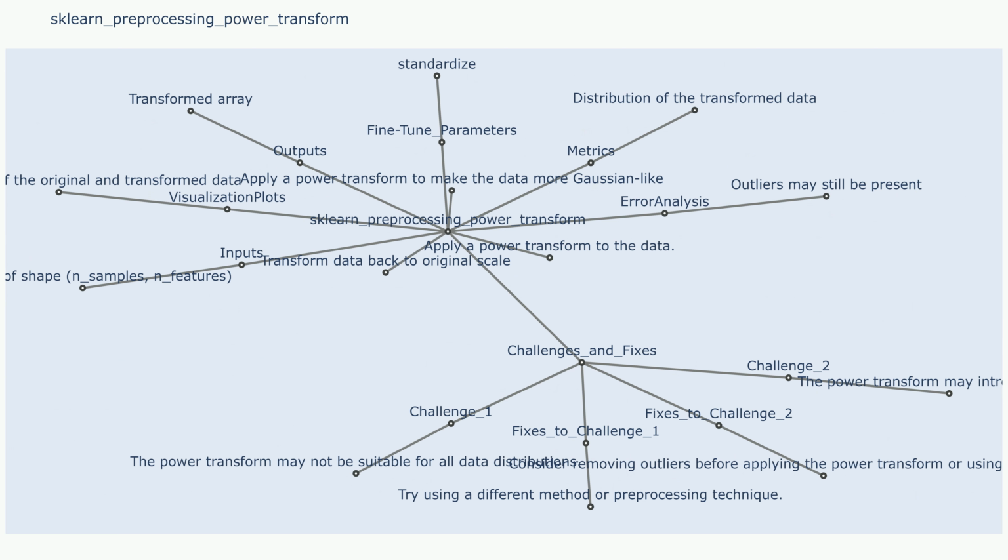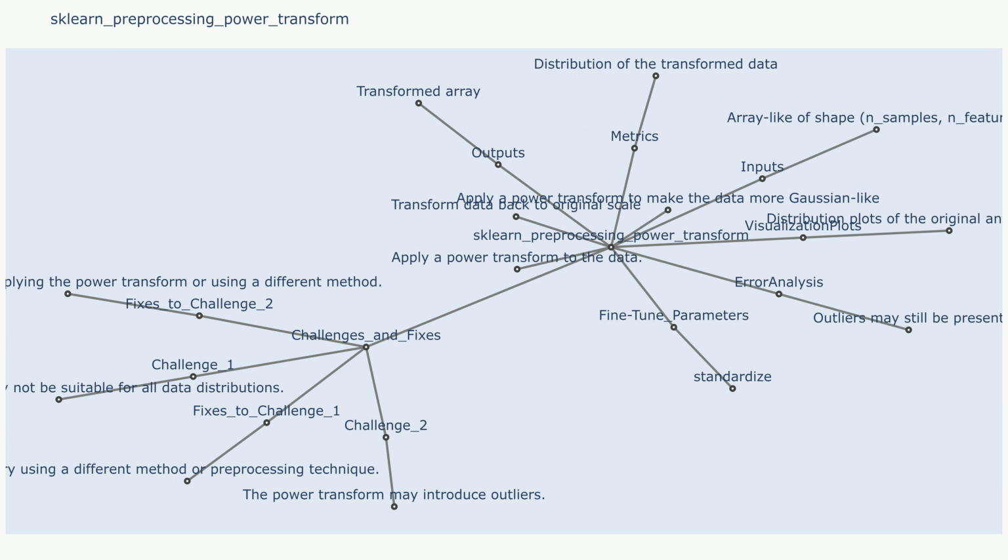Steps. Data preparation: the input data is transformed to a NumPy array if it's not already one. Power transformation: the selected power transform method, Yeo-Johnson or Box-Cox, is applied to each feature, adjusting the distribution to approximate normality. Return transformed data: the transformed data and optionally the power transform parameters are returned.